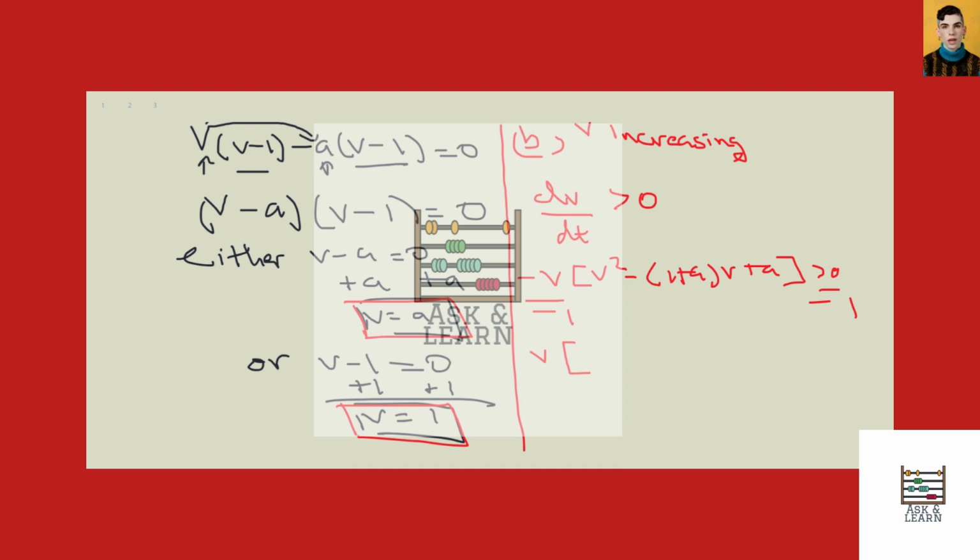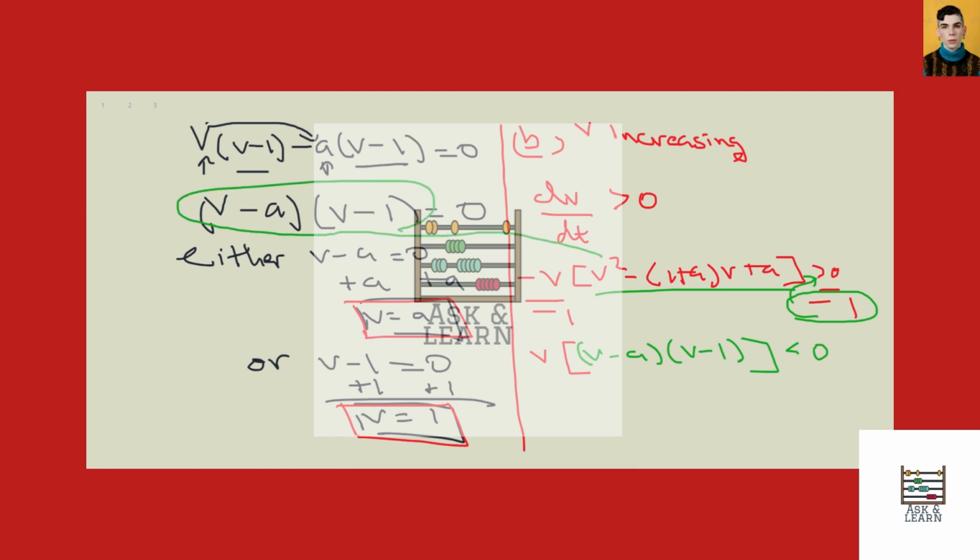But remember from the previous step, this whole expression simplified to v minus a and v minus 1. That has to be less than 0. The reason why it's less than 0 is that when you divide or multiply by a negative number, if it's greater than, it becomes a less than. And these two have a relationship. You can see that v squared minus 1 plus a, v plus a simplified to v minus a, v minus 1.